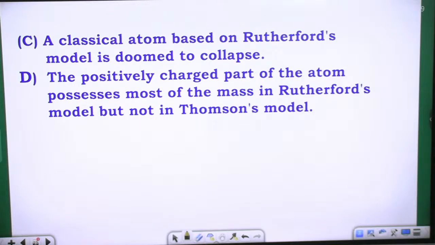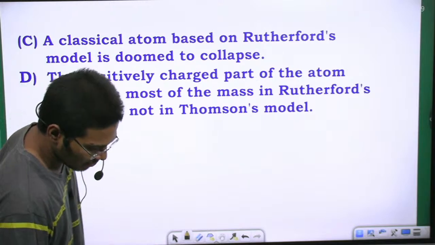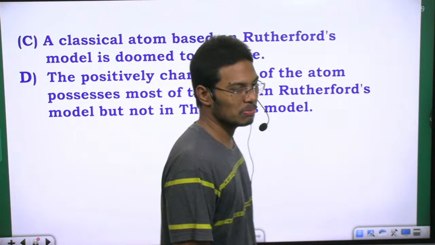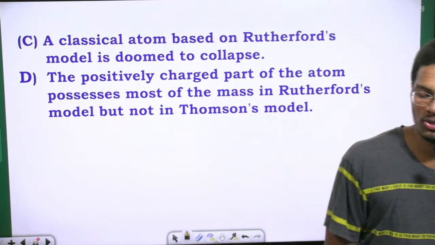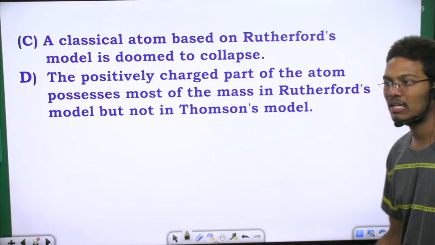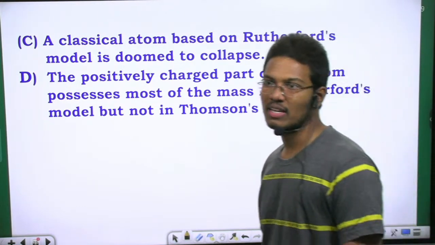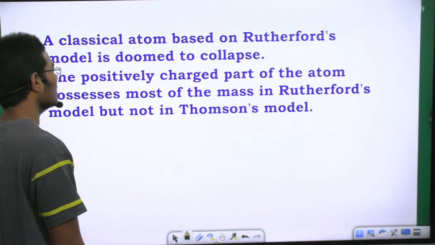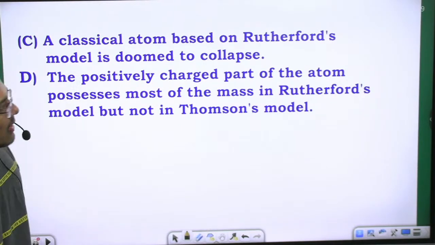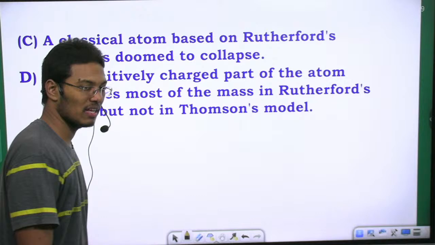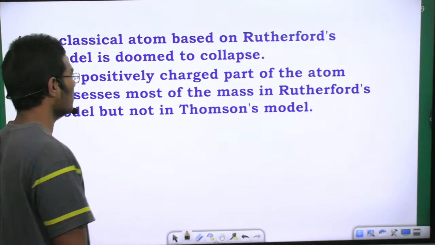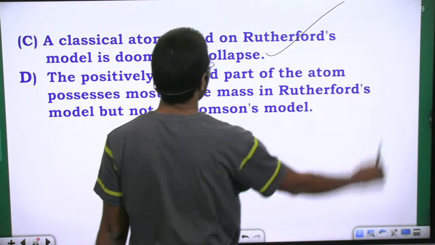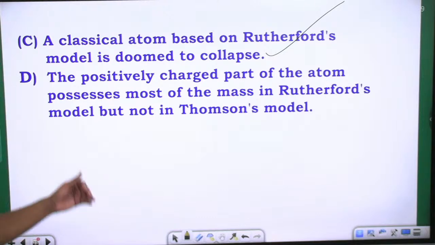Classical atom based on Rutherford's model is doomed to collapse. Yes, because when an electron keeps rotating around the nucleus, it should slowly lose its energy and finally fall into the nucleus and it should get destroyed. That is where Rutherford's atomic model fails to explain. So this is correct. According to Rutherford model, it is doomed to collapse.